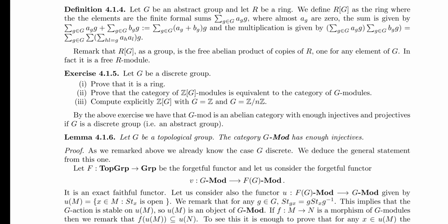This one is not very difficult. We'll skip this and go on to the definition. Here we define this group algebra. Let G be an abstract group and R be a ring. We define RG as the ring with elements as finite formal sums, where almost all the a_g are 0.